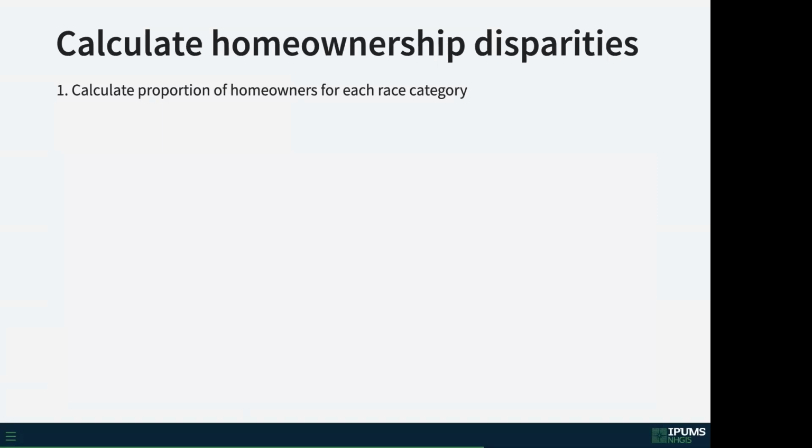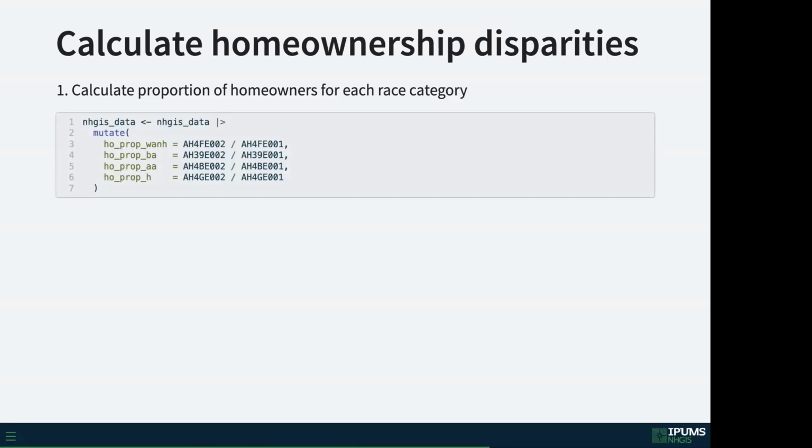The first thing we're going to do in calculating these disparities is calculate the proportion of homeowners in each race category. We can do that with the mutate function, again from dplyr. All we're doing is generating new variables based on columns that are already in our data. I didn't show all of this, but you'll have to trust me that these variables are indeed the right ones. This, for instance, is the owner-occupied households for the white non-Hispanic population, and then this is the total households for the white non-Hispanic population in the denominator, and similarly for the other groups that we're using in this example.